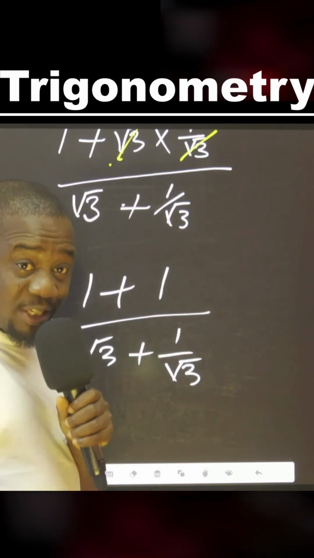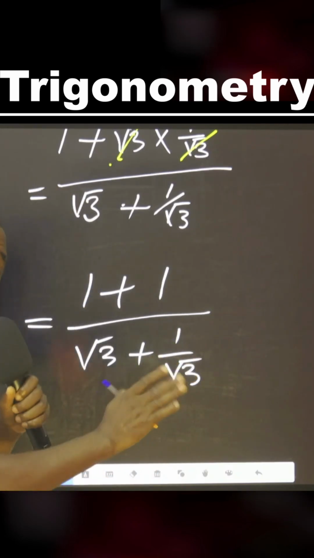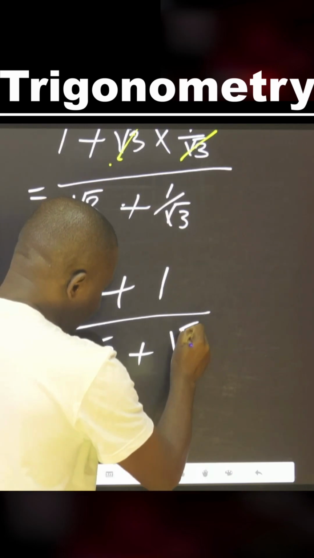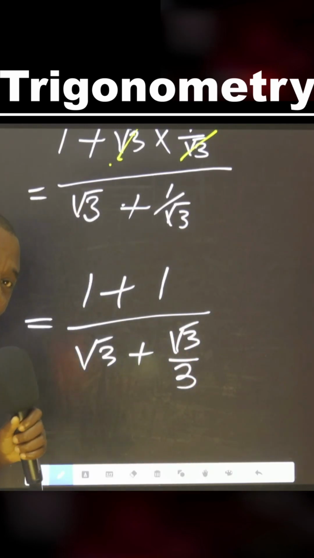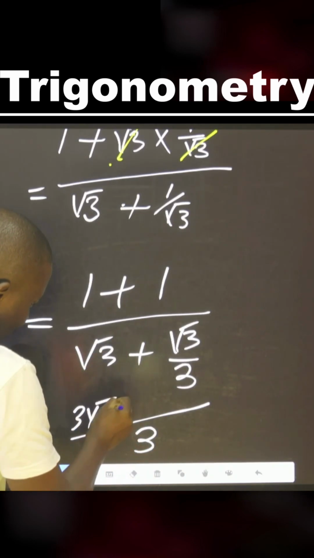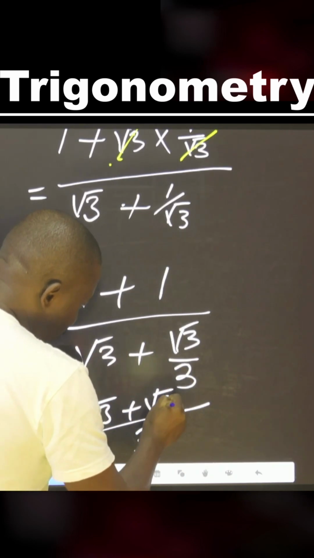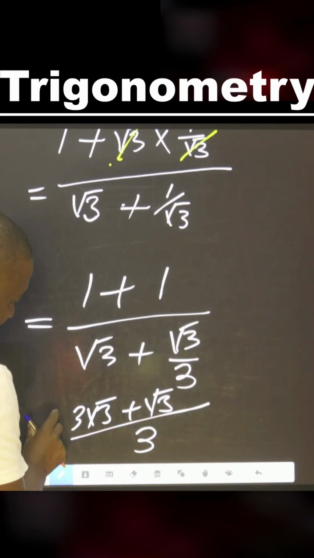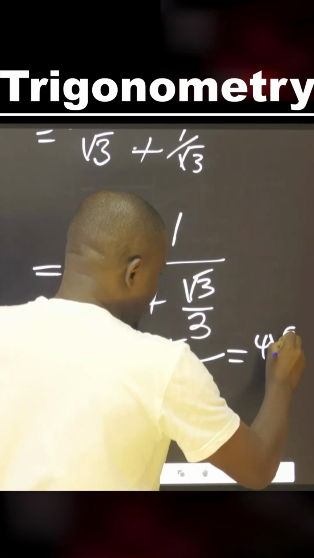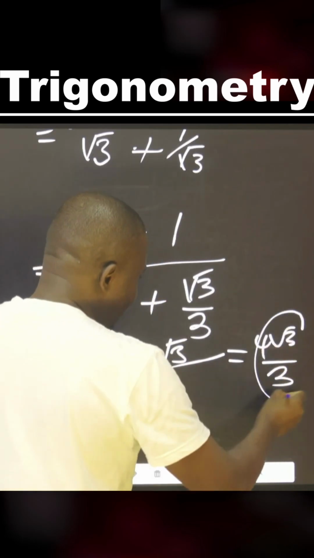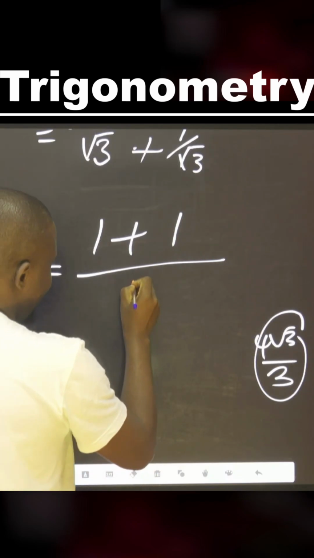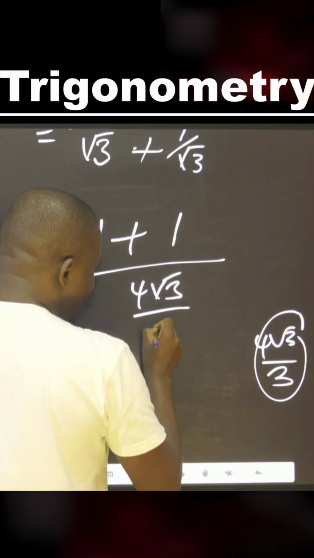Here, the best thing to do is to rationalize the denominator before we even move further. This will give us what? Square root of 3 over 3. Where you rationalize, then you find the LCM of this. 3 square root of 3 plus square root of 3. It means here, we are going to get 4 square root of 3 over 3. So this will replace everything at the denominator here. That is 4 square root of 3 over 3.